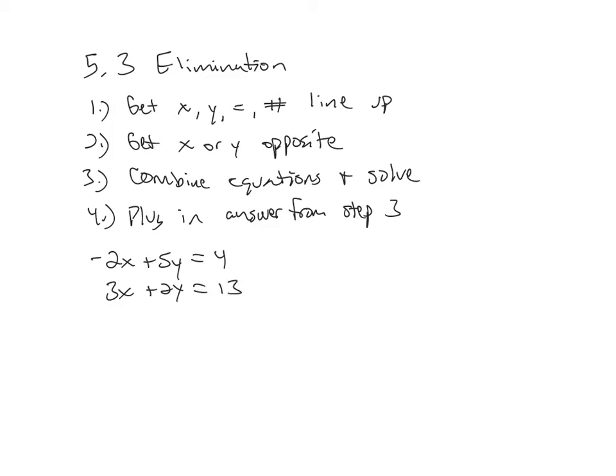All right, so if I'm going to solve that one, stuff's lined up, we're good. Get x or y to be opposite. So again, I tend to look at, do I have opposites already? So -2 and +3, I have opposites. If they were both positive, well, I'll talk about that in a minute. So I have a -2 and a +3, so I have opposites already. I'm probably going to work with the x's.